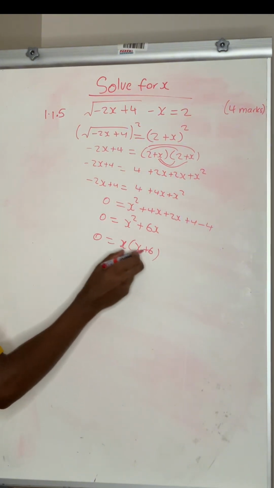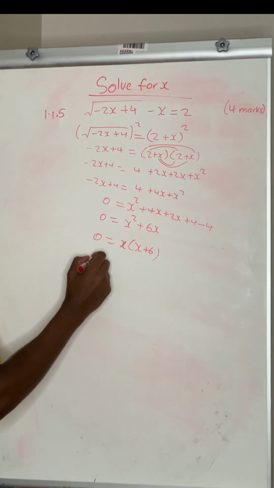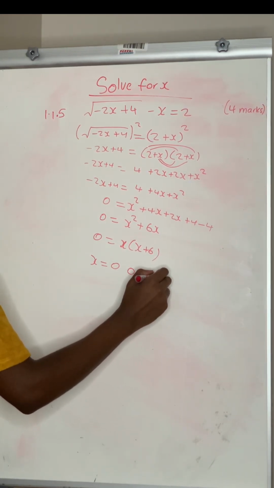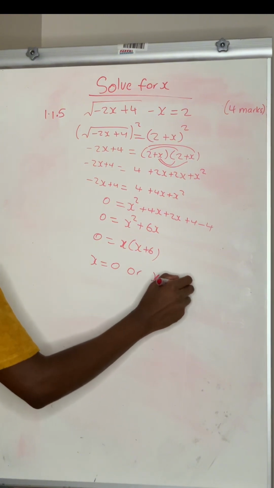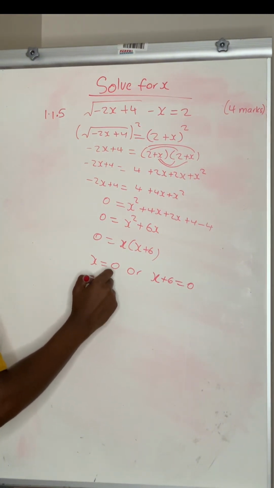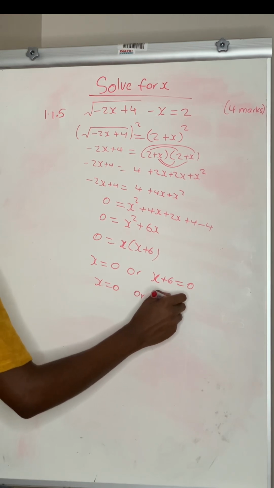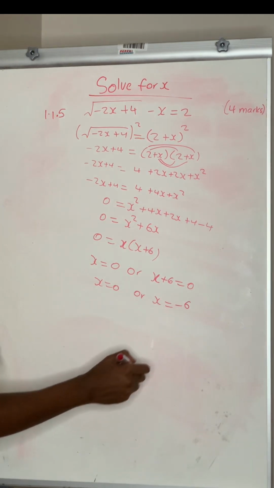And then you can equate each of these terms to 0. So x is equal to 0, or x plus 6 is equal to 0. So x is equal to 0, or x is equal to negative 6.